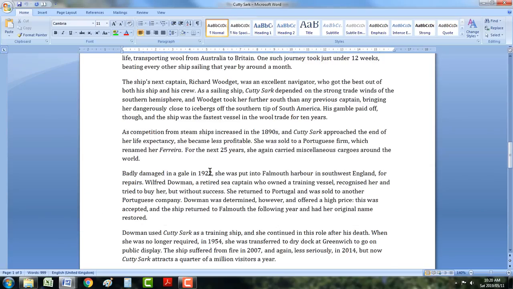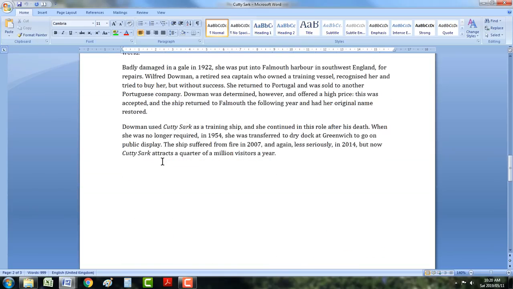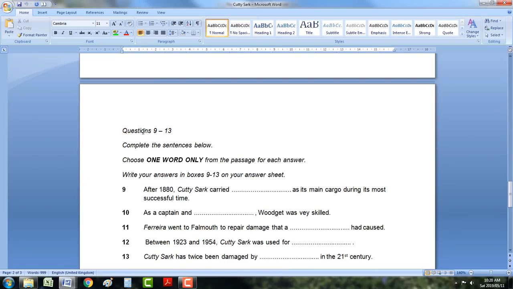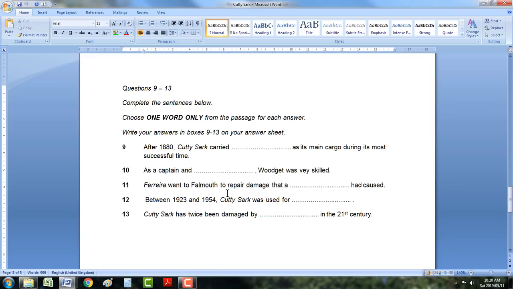Okay, I'm not going to tell you. Maybe you should just pause the video. Just notice this one is a little bit different. I don't have the multiple choice in here. The true false not given in here. This is questions 9 to 13. It's in the second half. So pause the video. See what you would scan for.